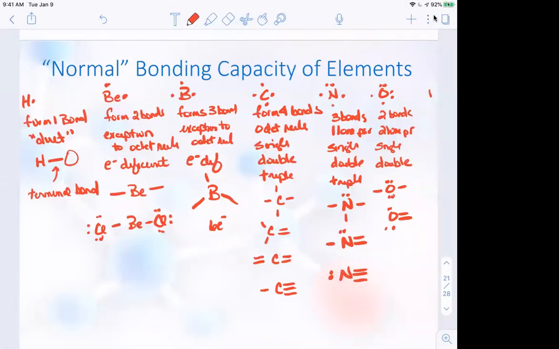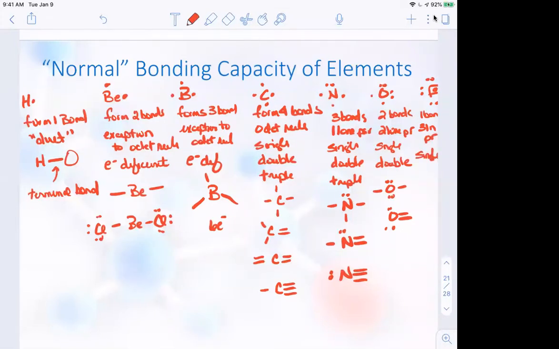And then my halogens, which is exemplified by fluorine, 7 valence electrons. I'm running out of space there. This will form 1 bond. It has 3 lone pairs. It usually forms just single bonds.